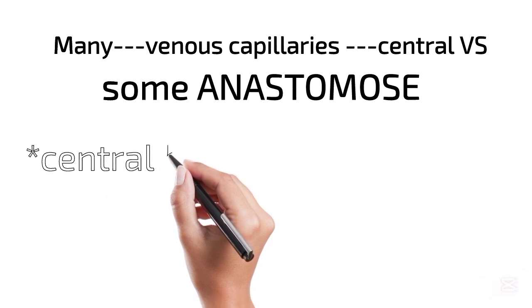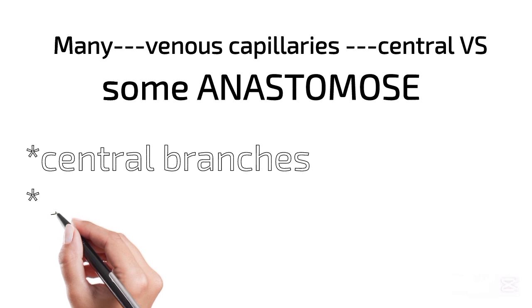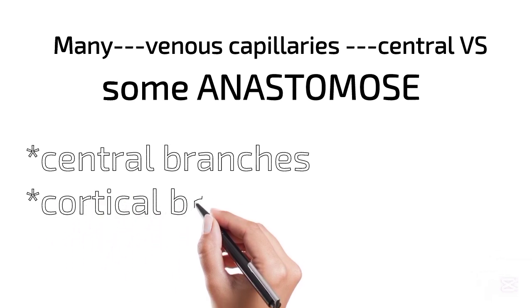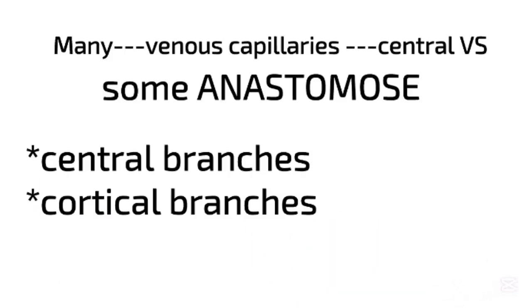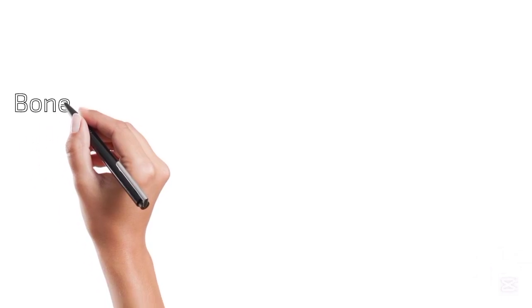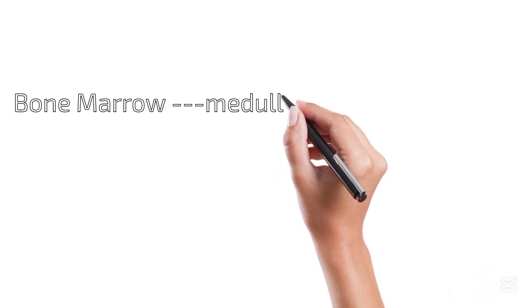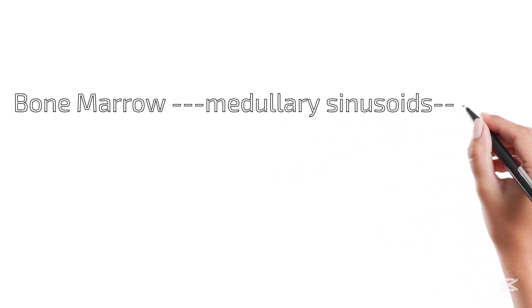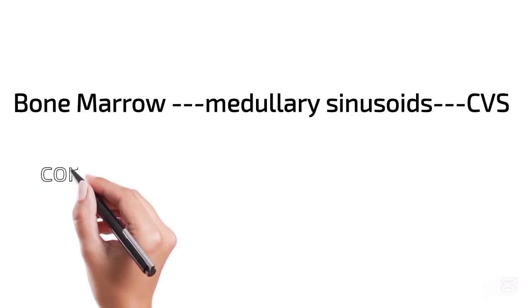As the medullary arteries move towards the ends, they give branches that are central branches as well as cortical branches. So now let's discuss these branches. First, central branches. As their name indicates, these branches deliver blood into the medullary sinusoids which lie in the bone marrow. So blood moves from the central branches into the medullary sinusoids which lie in the bone marrow, and these sinusoids drain into central venous sinus. So we have the flow chart like bone marrow, medullary sinusoids, and CVS.